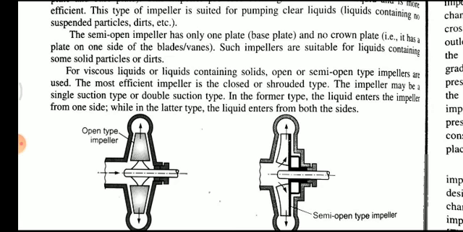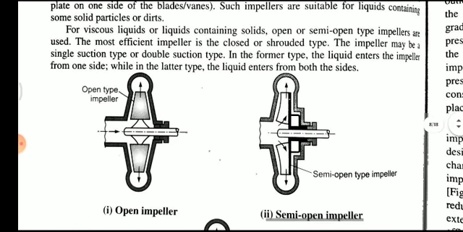Then the third case is viscous liquid or liquid containing solids. Open or semi-open type impellers are used, and the most efficient impeller is the closed or shrouded type. This is the most efficient and widely used.